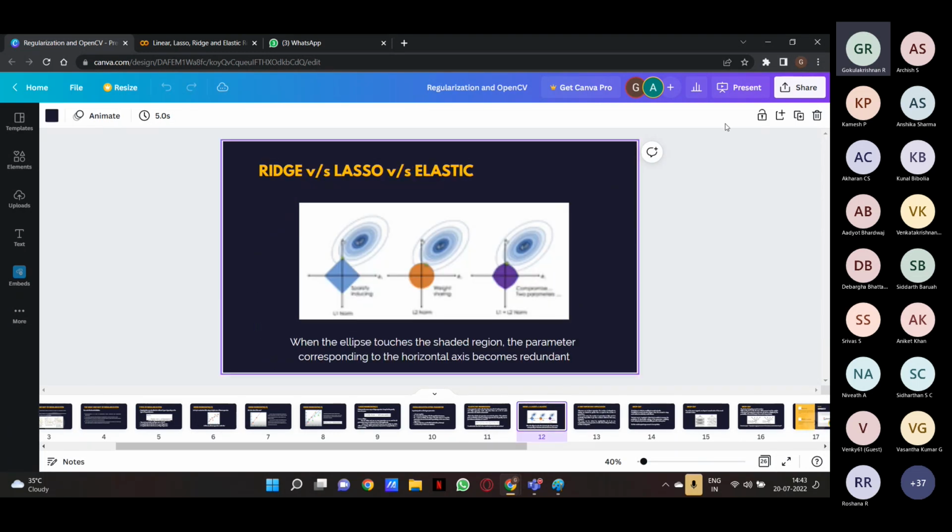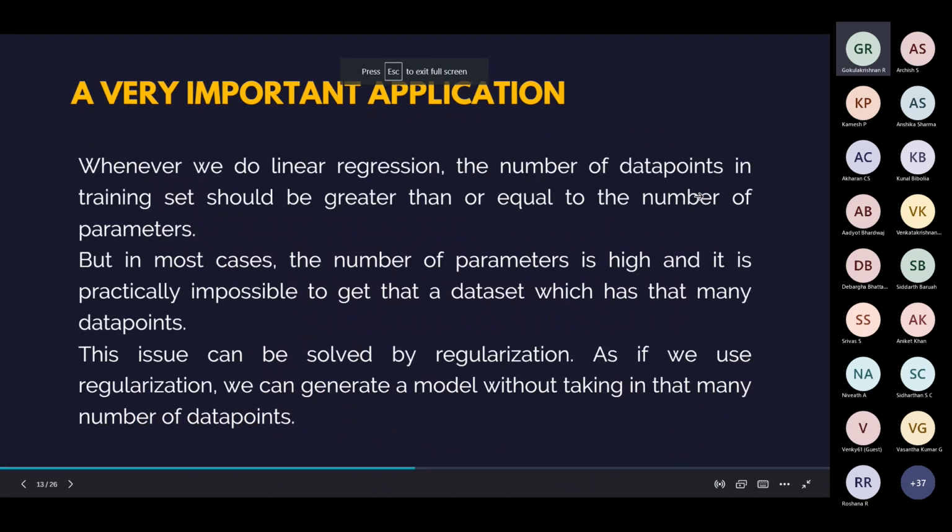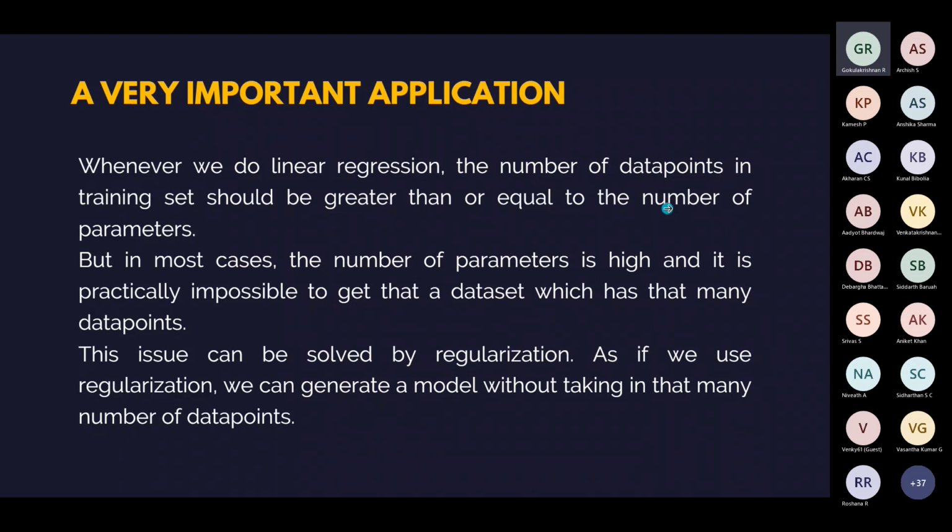So what else do we have? This is another graph trying to explain why lasso tends to zero quickly compared to the other two. I've been speaking about regularization for 40 minutes now, I guess. So what's an application? Is there any application other than just reduction of overfitting? So yeah, it does have a very good application actually.